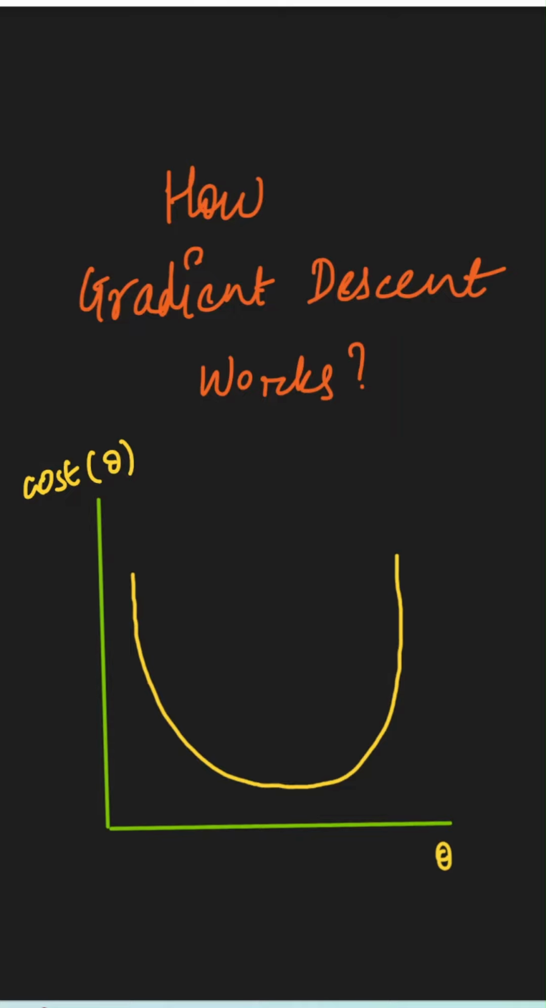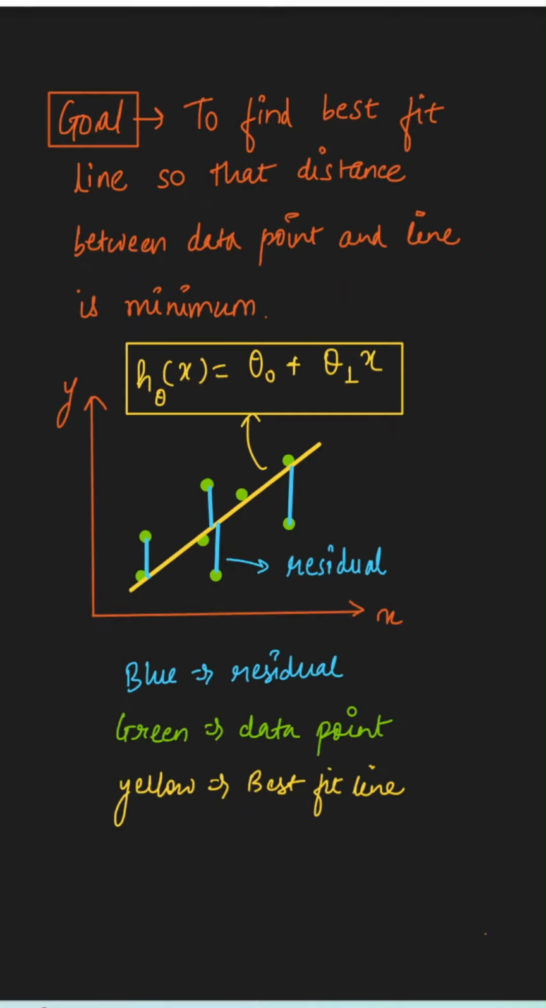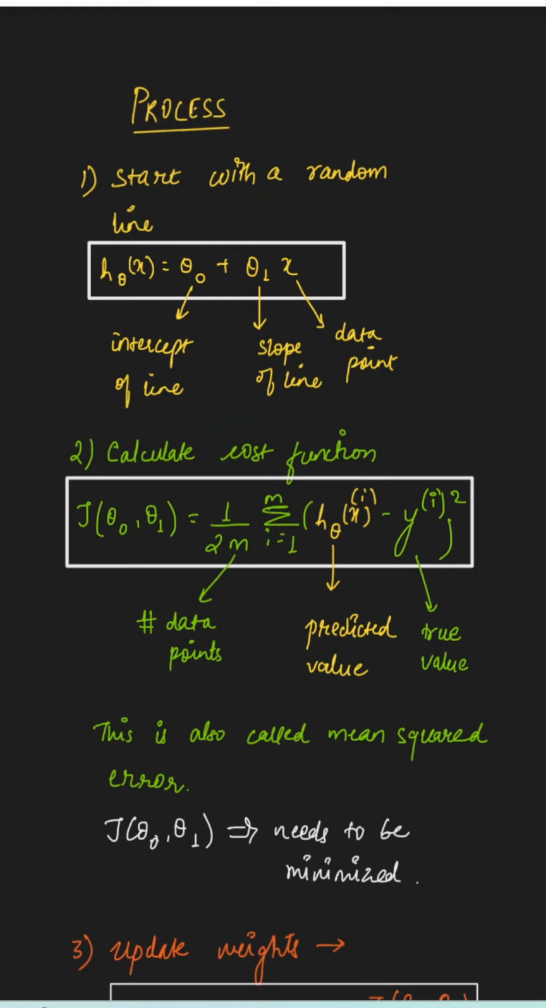Let us try to understand how gradient descent works. We already know that the goal of linear regression is to find the best fit line, and this line will depend on two factors, theta 0 and theta 1. So if these values change, then our line could change.